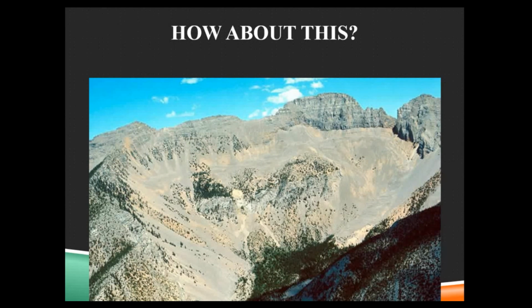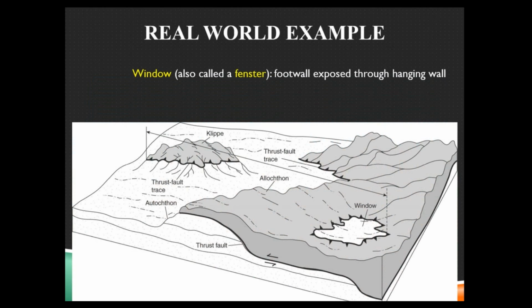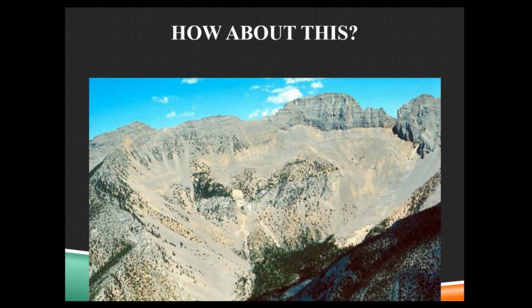So how about this one? Well, clearly some kind of a basin-like structure, but more specifically, this is a window or a fenster. So up around the top here, we have a hanging wall that was thrust up over this rock down here in the middle, which is part of the footwall, which we can now see through the window in that hanging wall.